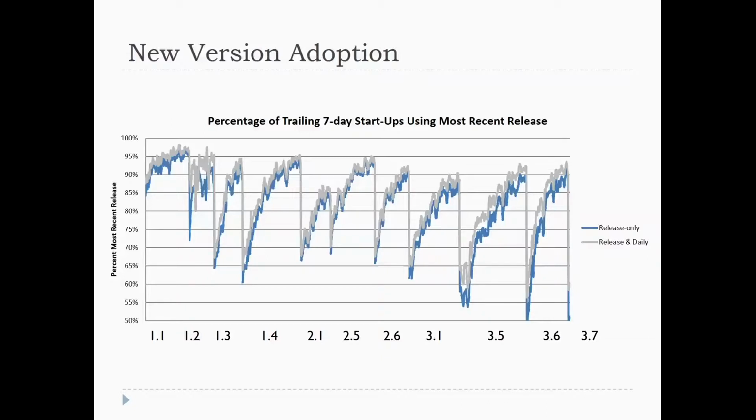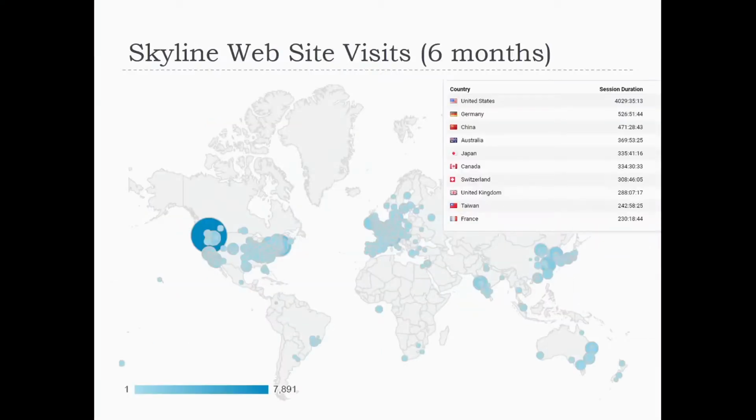And you can see that we have a lot of people using Skyline Daily, which we're really happy about. This is a map of our website accesses, and this big thing, that's Seattle. So we access our own website quite a lot, I guess.